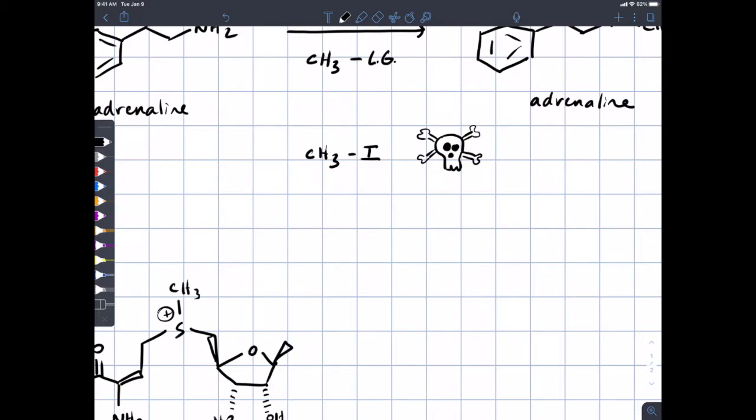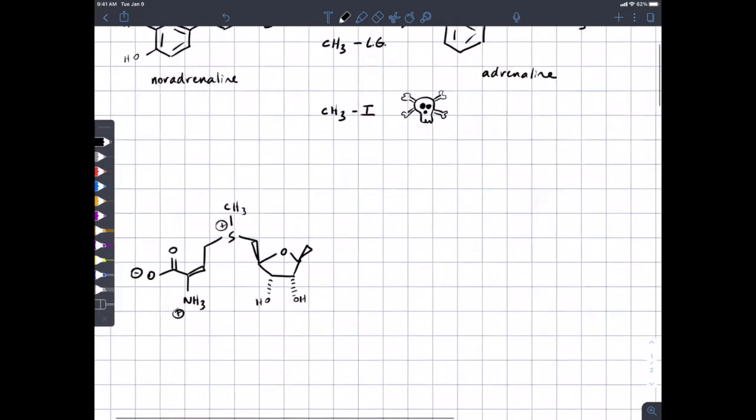I'm getting distracted. I'm almost going to draw the Jolly Roger, so we're going to move on from there.